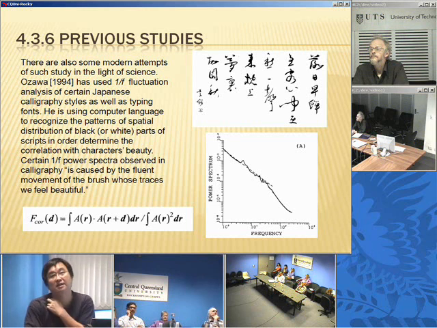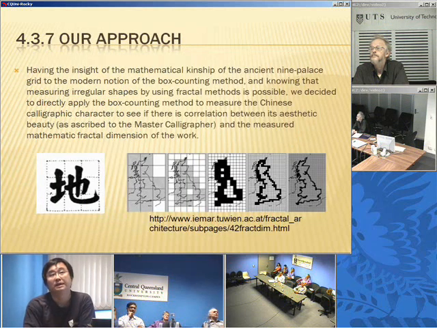So he argues that the calligraphy is deemed to be beautiful because it falls into that 1/f fluctuation range. So our approach is that we have this insight that there's a mathematical kinship between the ancient nine-palace grid and the modern notion of the box counting method.